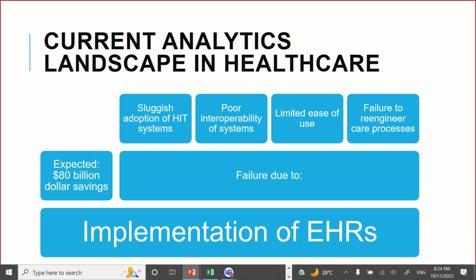So, okay, going back to here, another reason for the failure of the implementation of the electronic healthcare records was the failure to re-engineer care processes. Here it is talking mainly about re-engineering care processes to actually fit with the way we currently use electronic healthcare records, and all of those elements were the reason why the implementation of the electronic healthcare record initially failed.